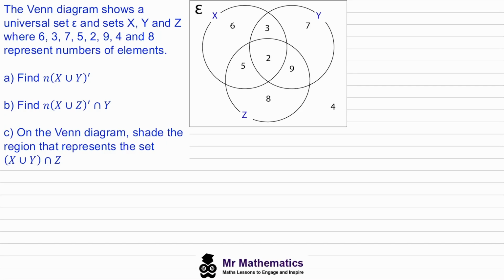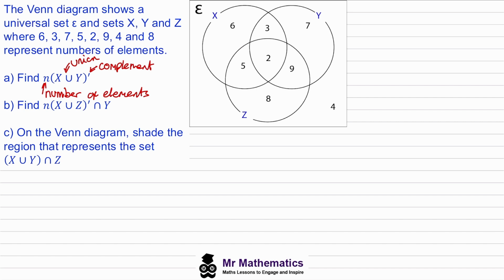Hi everybody. So in this video we're going to look at solving problems with sets and set notation. So in our first question we're told that the Venn diagram shows a universal set epsilon, which is this universal set here, and it contains all the elements and the sets x, y and z, which are each of these. And the elements are 6, 3, 7, 5, 2, 9, 4 and 8. And as we work through questions A, B and C, we're going to discuss what each of these symbols mean.